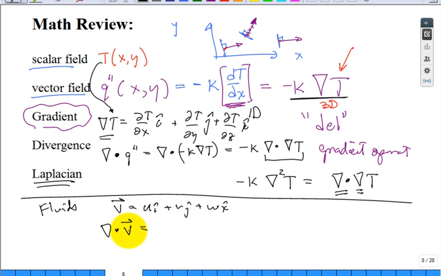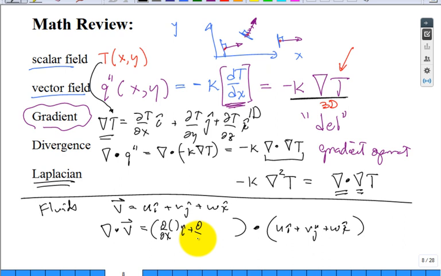In the interest of time, all you do is set up something like this, dotted with something like this. We already had what's over here, U i plus V j plus W k, right? And then you say, okay, well, what is my del? Del, maybe it's the partial with respect to x of something, in the i direction, plus the partial with respect to y of something, in the j direction, plus the partial with respect to z of something, in the k direction.